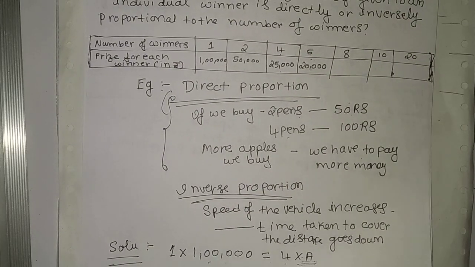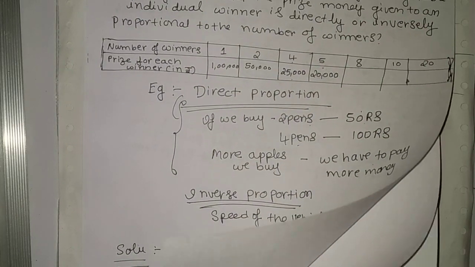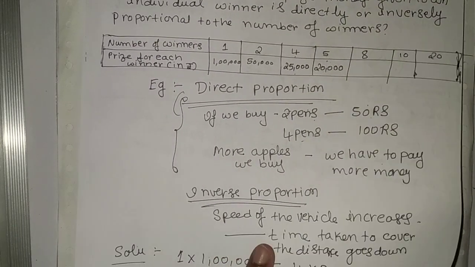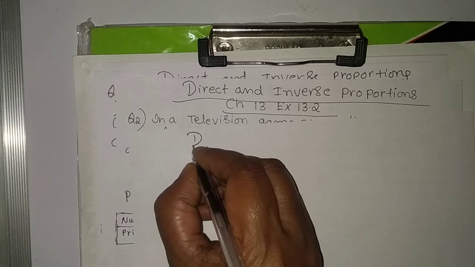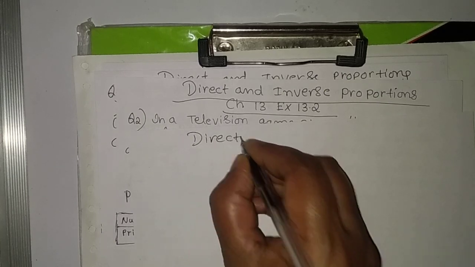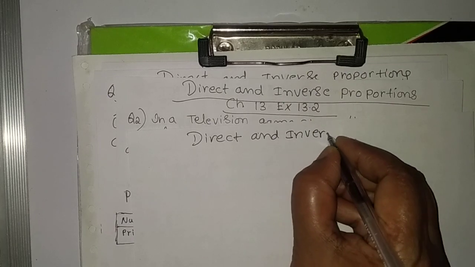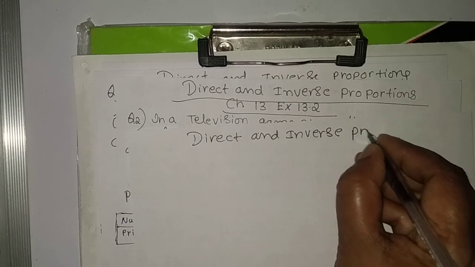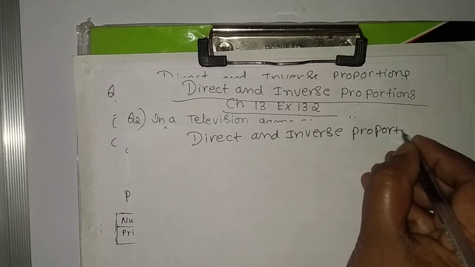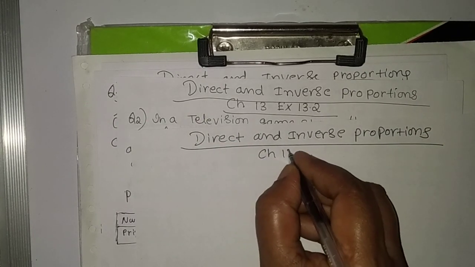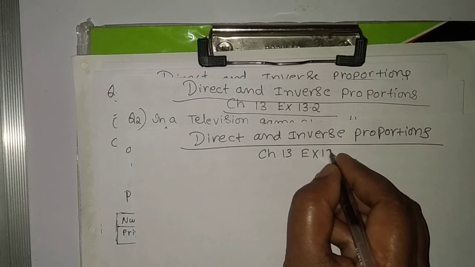So 8 is given, so therefore take a second. We'll take for this again direct and inverse proportions, chapter 13.2.